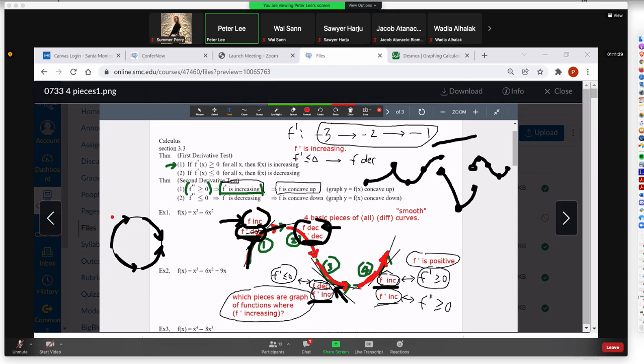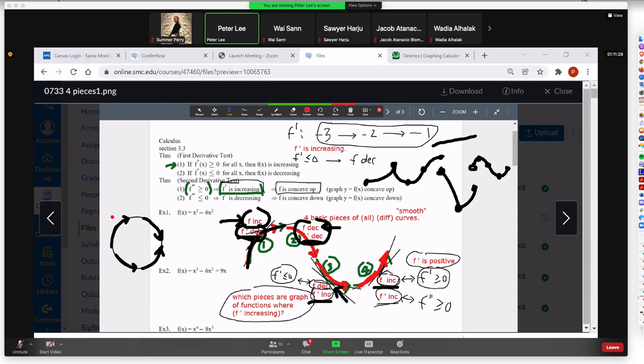So this should be minus infinity. So this minus infinity here. See, these are end behavior.